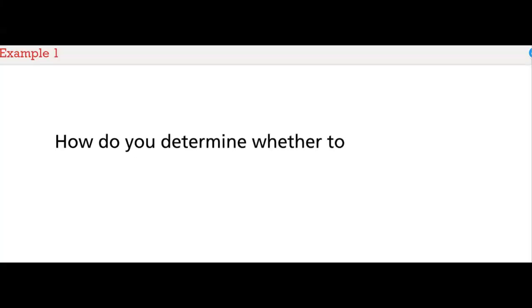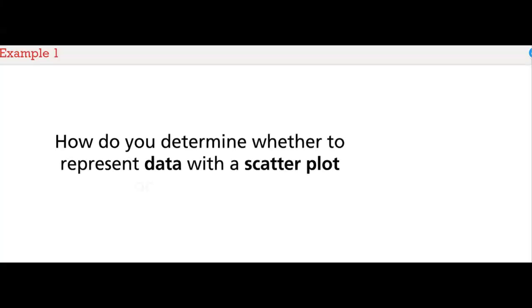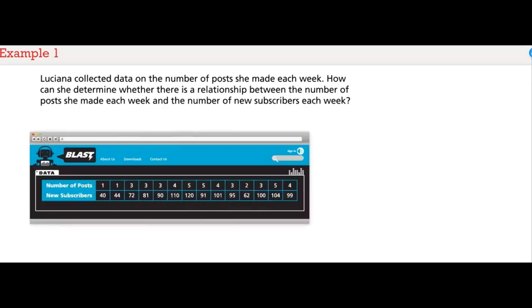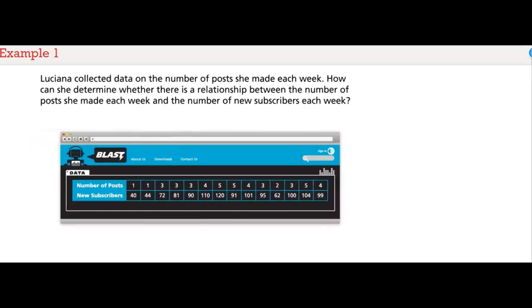How do you determine whether to represent data with a scatter plot or a line graph? Think about this question during the lesson. Luciana collected data on the number of posts she made each week. How can she determine whether there is a relationship between the number of posts she made each week and the number of new subscribers each week?